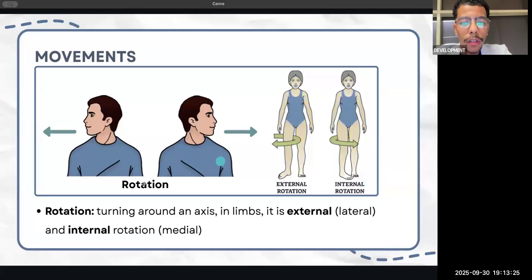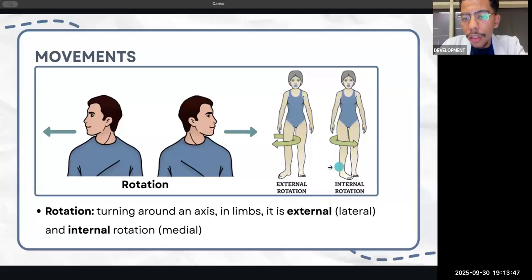And then we have rotation, okay? And then there are two types of rotation in your limbs. One is called external rotation, one is called internal rotation. External rotation towards the outer side, okay? Or lateral. And internal rotation towards the middle or medial side, okay? So can you guys see here in the picture? She's rotating her leg externally to the side, laterally. And internal rotation, it's toward the median or internal. This is called internal rotation.